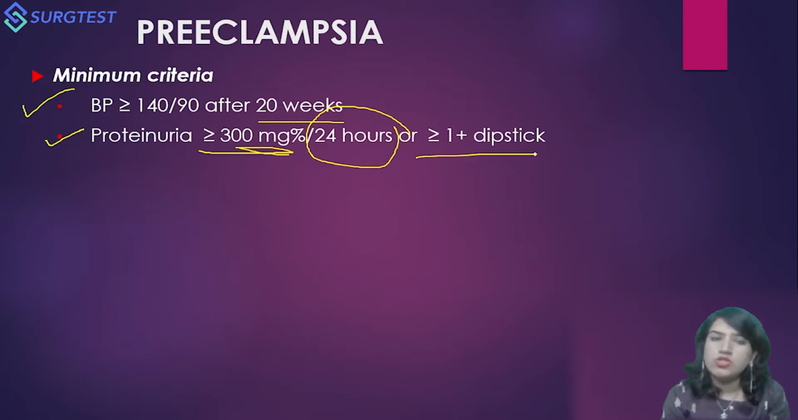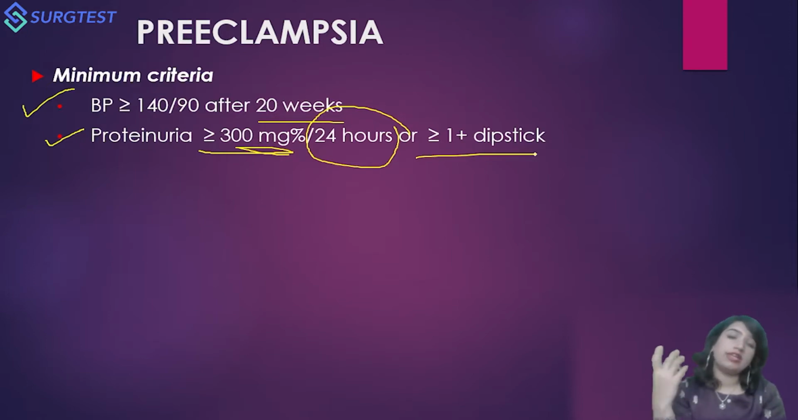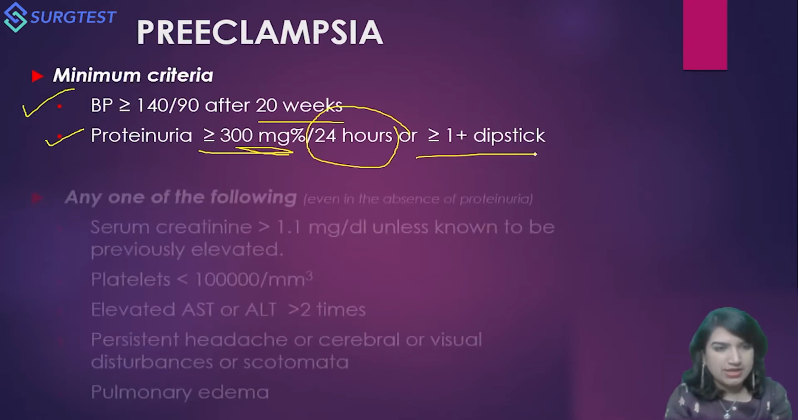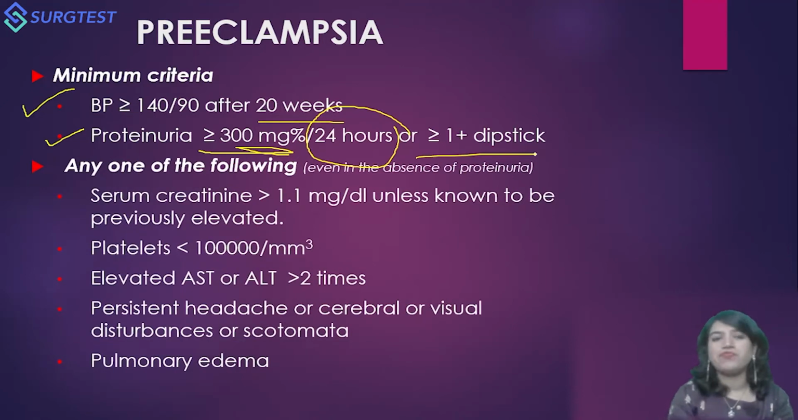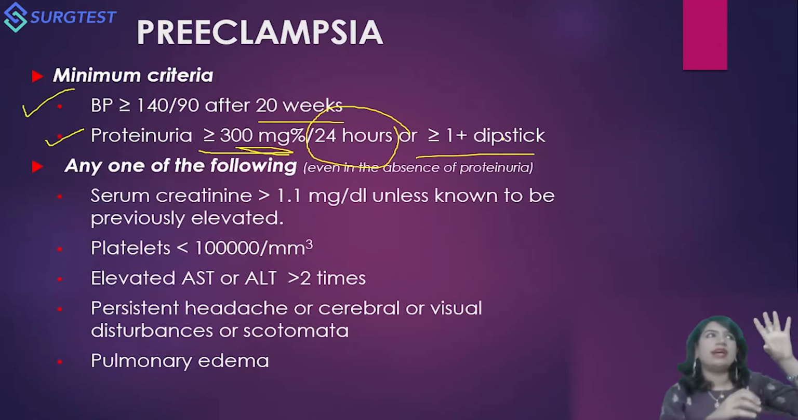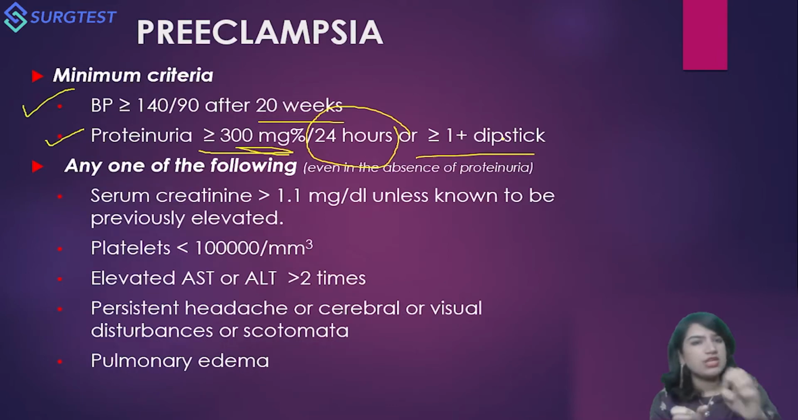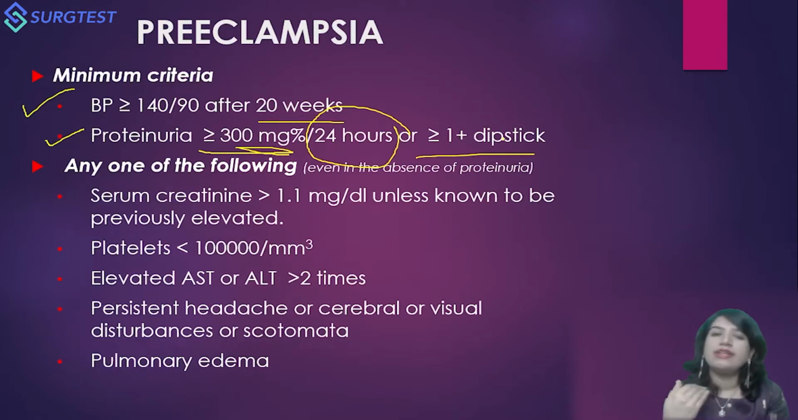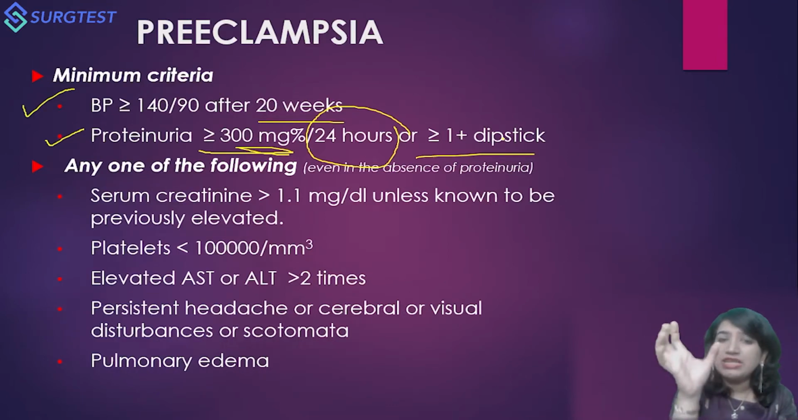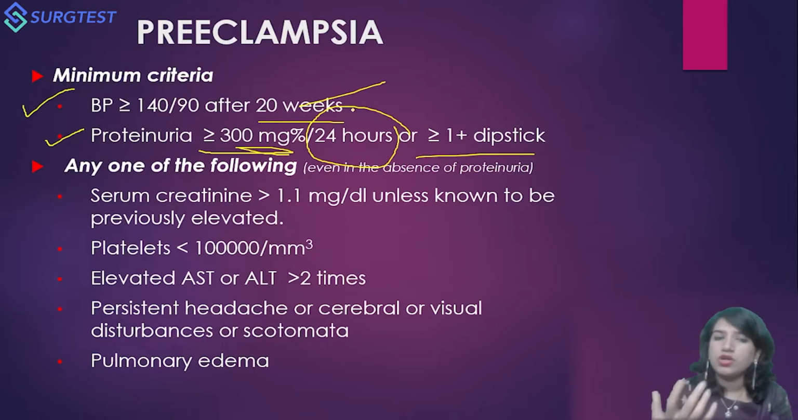A BP recording equal to or more than 140/90 after 20 weeks of gestation, and a proteinuria of equal to or more than 300 milligram per dl over 24 hours, or equal to or more than 1 plus on dipstick. Now, what are the additional criteria? Previously it was thought that hypertension along with proteinuria is what is preeclampsia. But later we got to know that it is not that simple. Even in the absence of proteinuria, there can be other markers along with raised BP which can point towards the diagnosis of preeclampsia. So what are those?